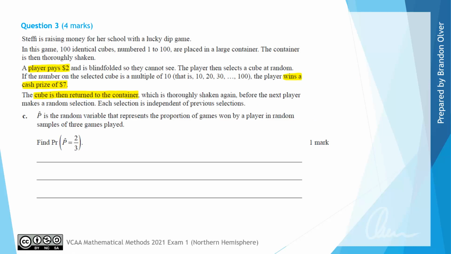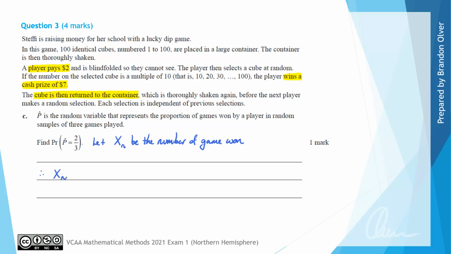Part C says that capital P hat is a random variable that represents the proportion of games won by a player in a random sample of 3 games played. We want to find the probability that P hat is equal to 2 divided by 3, or in other words, that they win 2 out of 3 games. So to set up this question, I'm going to let capital Xn, just so it's a little bit different to what I was writing on the previous page, be the number of games won.